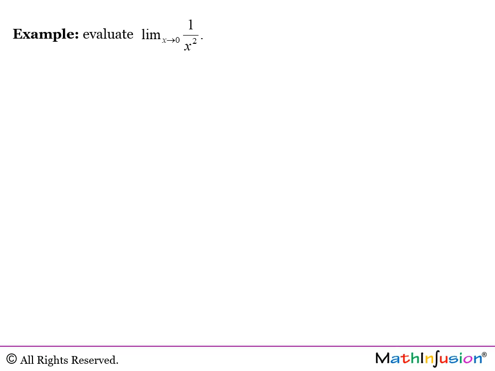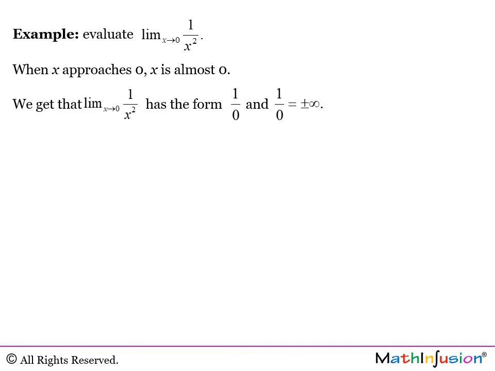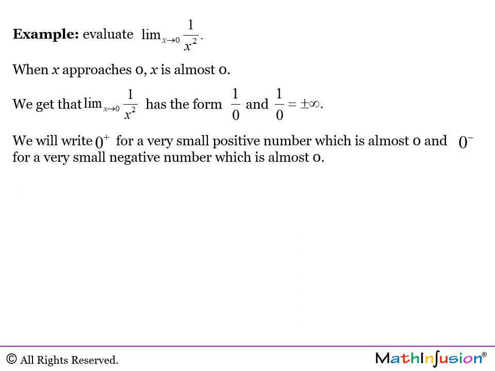Example, let's evaluate the limit of 1 over x to the power of 2 when x approaches 0. When x approaches 0, x is almost 0. And that's why we get that this is actually of the form of 1 over 0. So I know that because it is 1 over 0, we should get plus minus infinity. We are now going to write 0 plus for a very small positive number, which is almost 0, and we will write 0 minus for a very small negative number, which is almost 0.